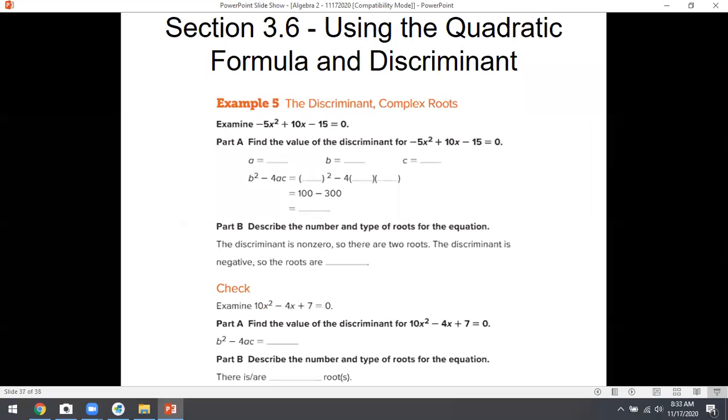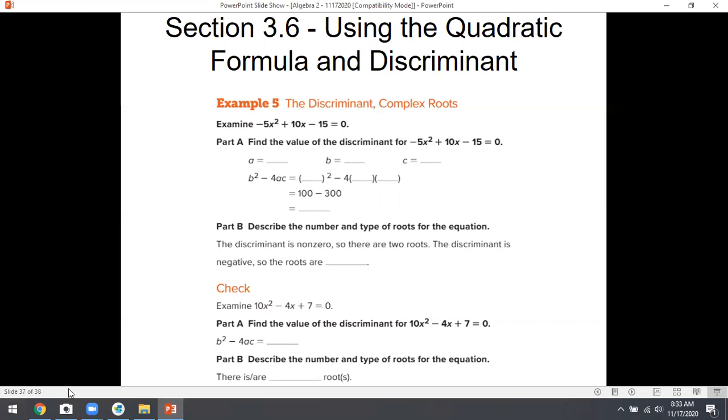And let's just do one quick example and we'll call it a day. All right, this one right here. Negative 5x squared plus 10x minus 15 equals 0. So we're just trying to find the discriminant. The discriminant is just the stuff under the square root, just the b squared minus 4ac part. That's it. So if you look at our equation, b would be 10, correct? So what's 10 squared? 100, check. Thank you on that.